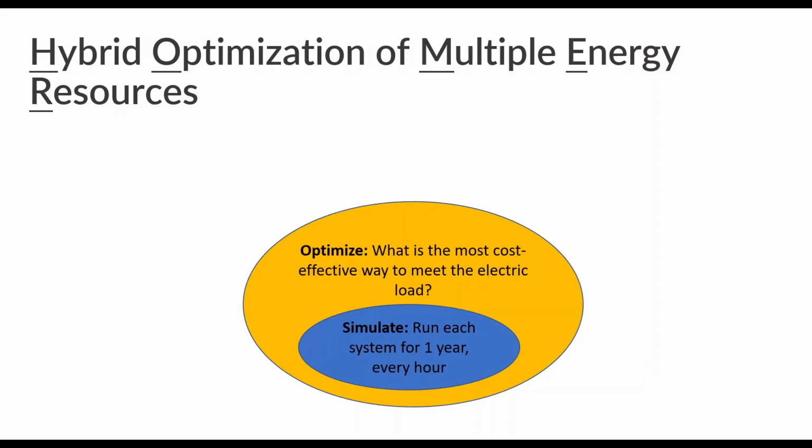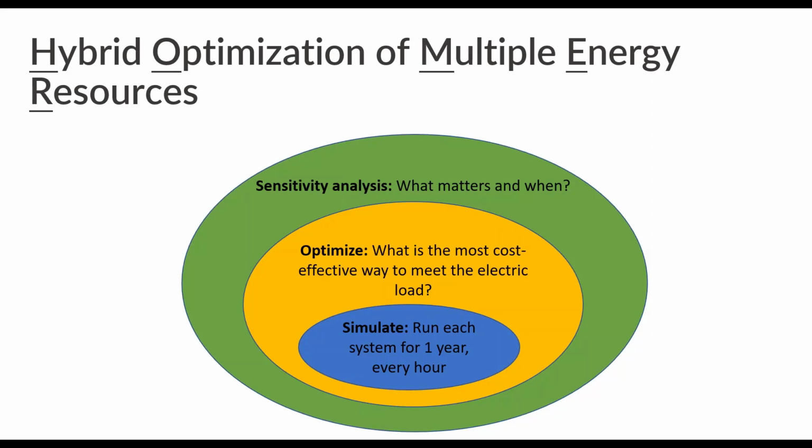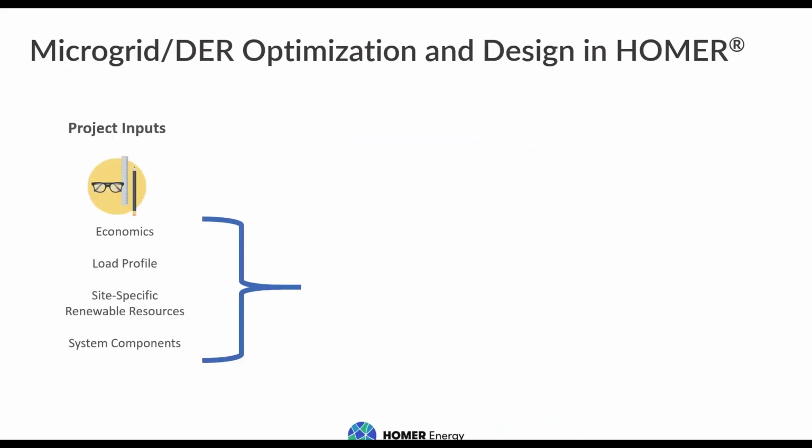While simulation tells you how one system operates, the optimization step simulates hundreds of different systems to find the least cost system. And then HOMER has an option to do sensitivity analyses, which allows you to look at the impact changes in variables that you don't have control over, such as fuel price or wind speed, could have on your system design and system costs if you got those wrong.